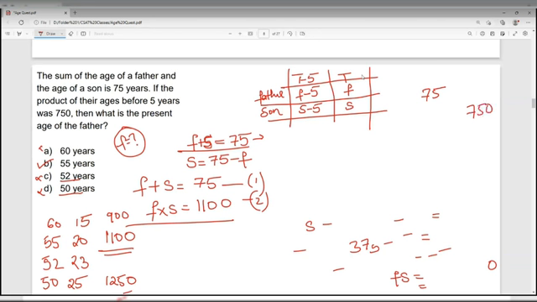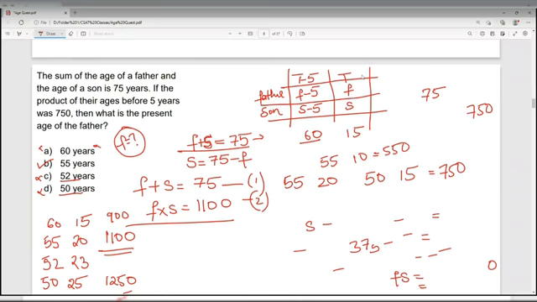For example, if the father's age today is 60, the son's age would be 15, and 5 years before, their ages would be 55 and 10. So their product is 550. So this would be wrong. So A is wrong. And then if you take 55, so today's age is 55, the son's age is 20. And 5 years back, their ages will be 50 and 15. So this number would actually match. This is 750. This is the correct number.